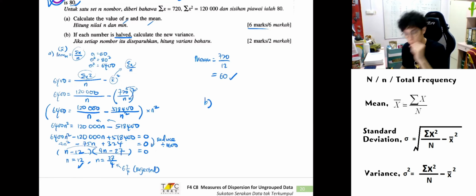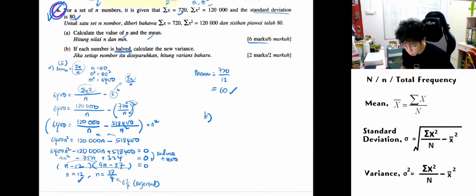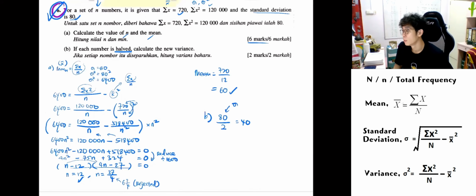Very simple. You get the standard deviation answer, this one, your standard deviation answer. You divide by 2 first. You get 40, right? Once you get 40, by the way, they want the variance, correct? So what are you going to do? You square it. You get the 40, you square it, you get 1600. So this is the new answer.